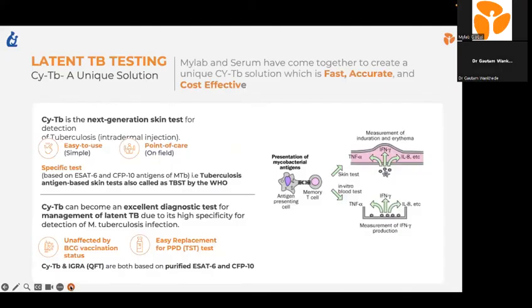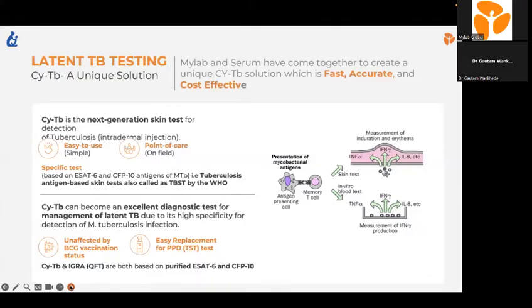Now, as a replacement for this test, MyLab and Serum have come together and come out with an equally sensitive test, which is fast, accurate, and cost-effective. This is the test by the name of PSI TB. It is a next generation skin test. As far as the procedure is concerned, it's exactly similar to the TST, the tuberculosis sensitivity test.